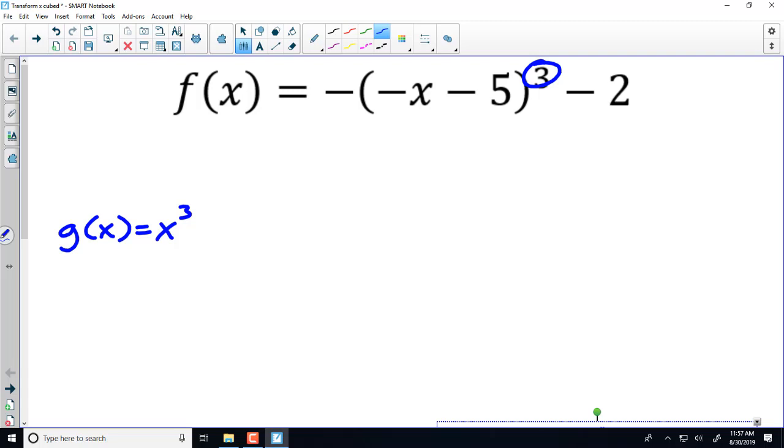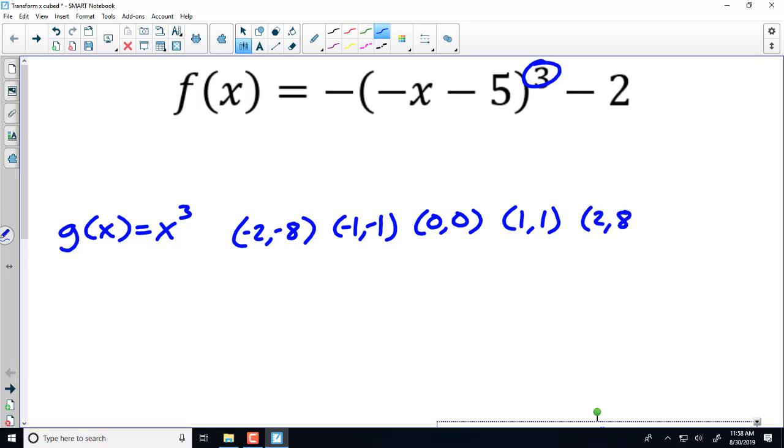In order to do a proper transformation, the way I've been teaching you, you need to be able to identify several ordered pairs on the original function, g of x equals x cubed. The standard ones that we usually use would be (-2, -8), (-1, -1), (0, 0), (1, 1), and (2, 8).